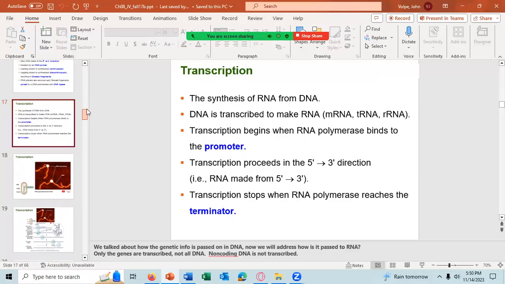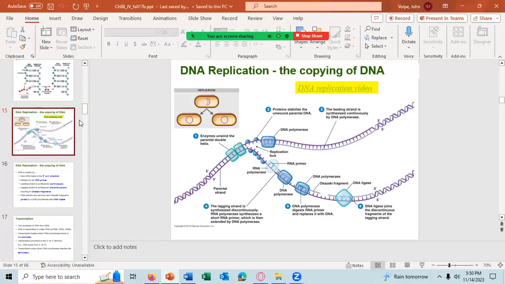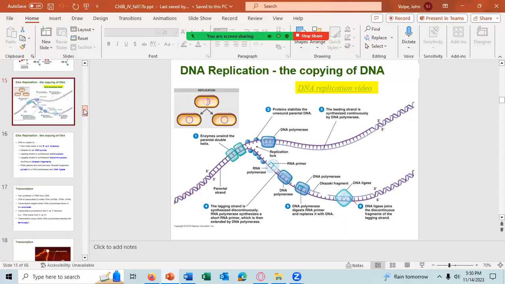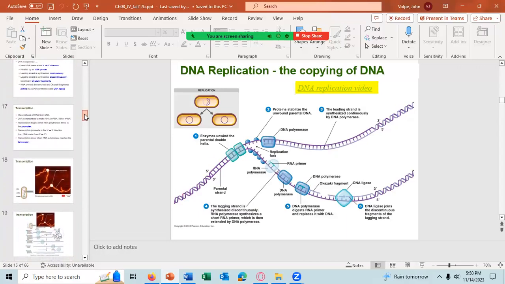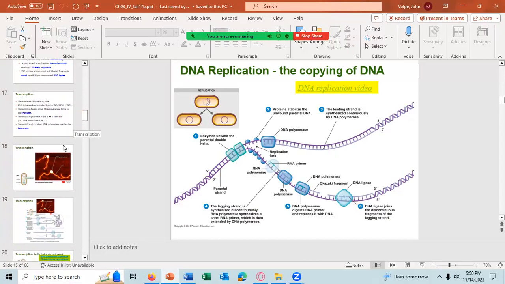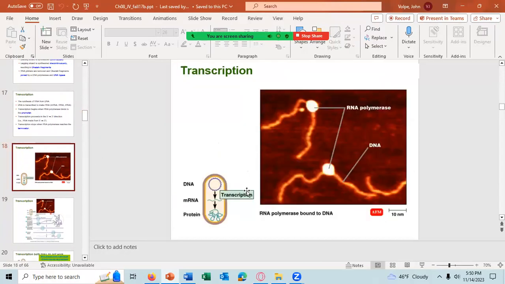I will mention that all of the DNA is replicated, but only some of the DNA is transcribed. When you have a DNA molecule, RNA polymerase will bind to the DNA at the promoter. So assuming this is the start of RNA transcription, this region of the DNA would be the promoter where the RNA polymerase binds to the DNA.